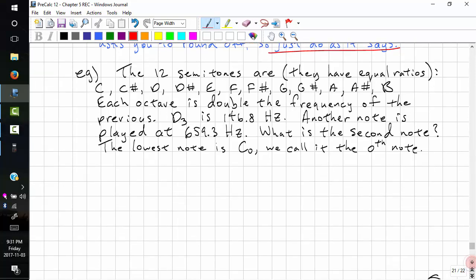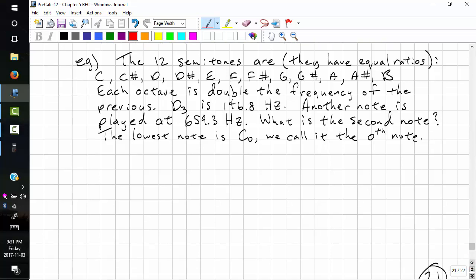Let's look at another problem. And this is a musical problem. There's 12 semitones and they have equal ratios. This means it's an exponential function. The notes are C, C sharp, D, D sharp, E, F, F sharp, G, G sharp, A, A sharp, B. An octave always starts at C, ends in B.